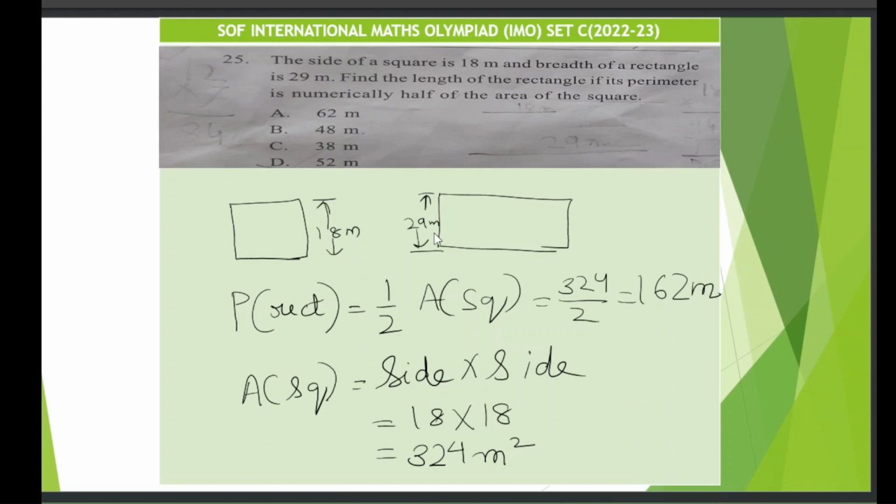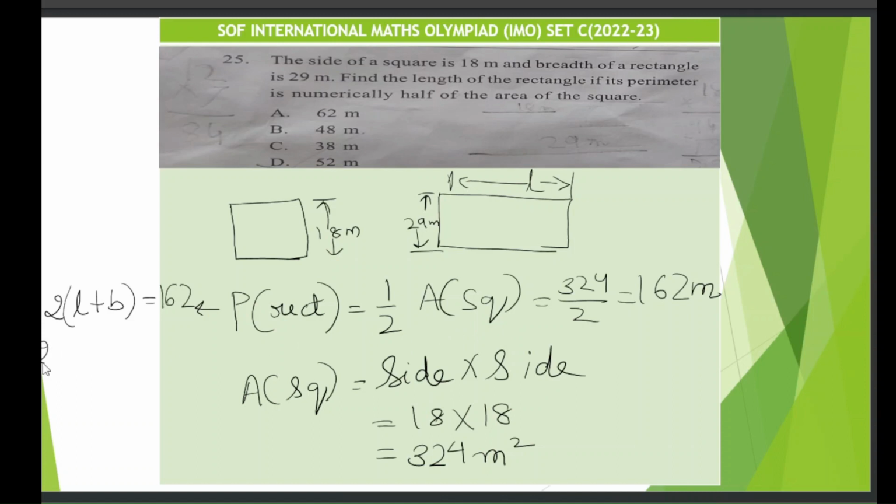Now from this, can we not find the length? Of course we can find. Let's take this length to be L. Then we can find it. What is the formula for the perimeter of a rectangle? The formula is 2 multiplied by length plus breadth. Okay, so length plus breadth, this value we have already found out, it's 162 meter. We found it by dividing the area of the square by 2.